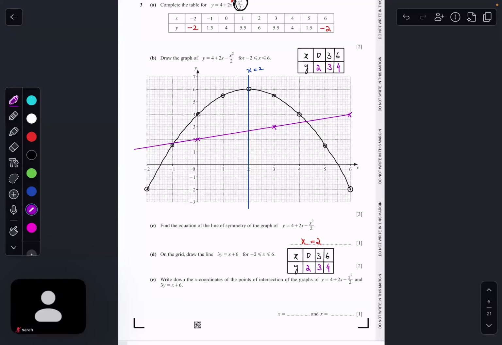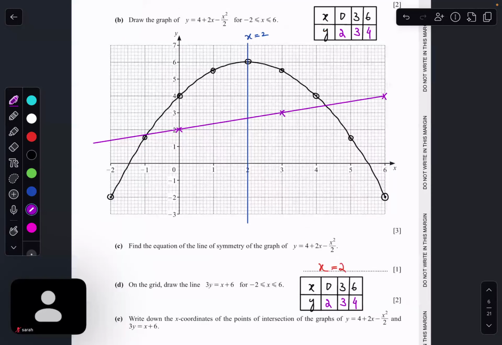So write down the x coordinates of the point of intersection of the curve and the line. So this over here, let's say this is negative 0.95. And this one over here, let's say this is 4.25. Let me check the range.